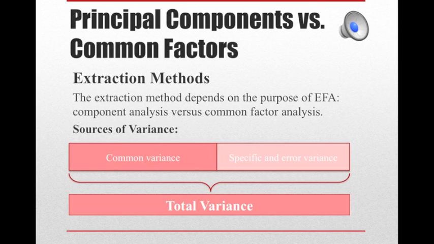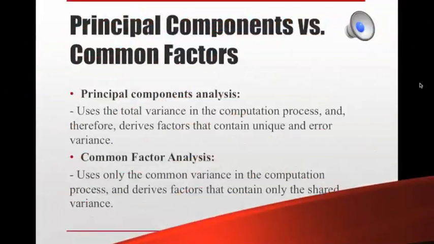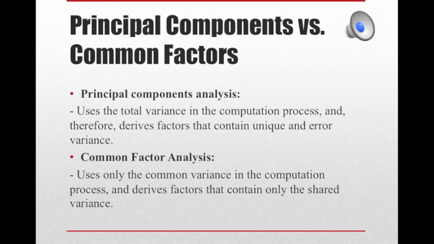The common variance is the variance that a variable shares with the other variables in the dataset. The specific variance, or the uniqueness, is the variance that is only characteristic for a particular variable. And third, we have the error variance, which is the variability that is introduced in the data gathering process due to measurement error. The major distinction between principal component analysis and common factor analysis is the type of variance that is used in the computation process.